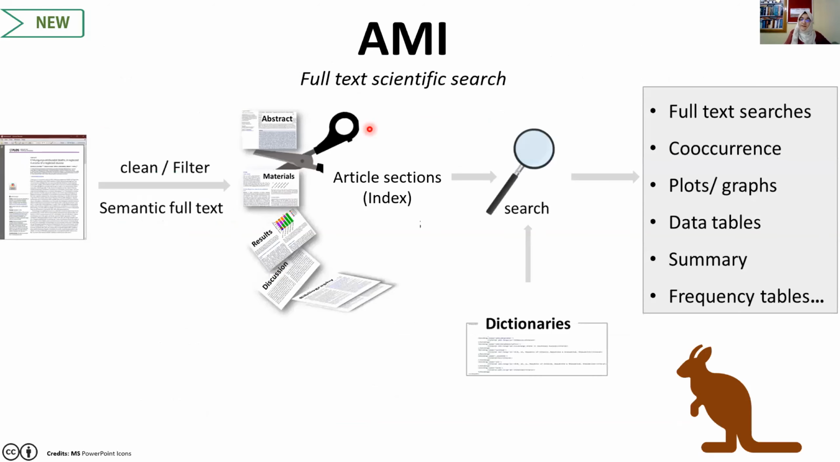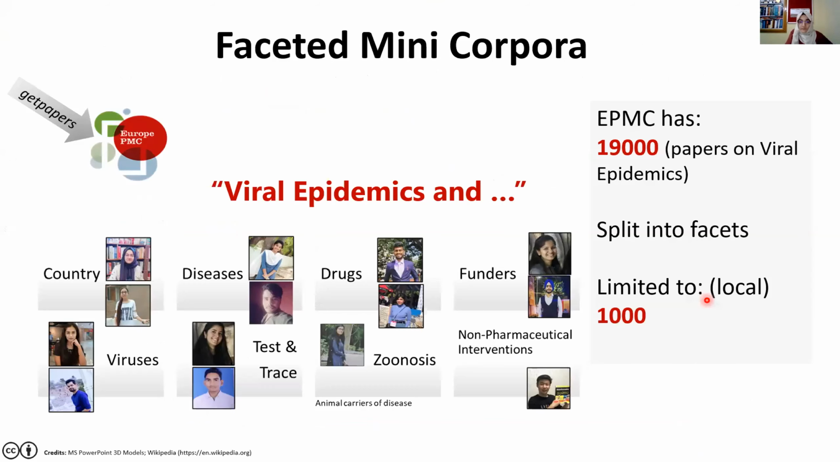After we have made the dictionaries and we have used the scraper to download papers, we can go with this state-of-the-art tool called AMI, which can perform full-text scientific searches. Essentially, a paper can be taken and a semantic full search can be performed on it. It can be sectioned into article sections using JATS, and upon that, a search using these dictionaries can be performed to get multiple results like full-text searches, co-occurrences, plots and graphs, data tables, summary tables, frequencies, and much more.